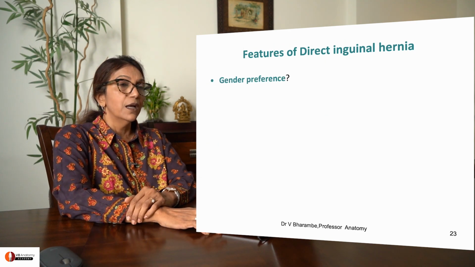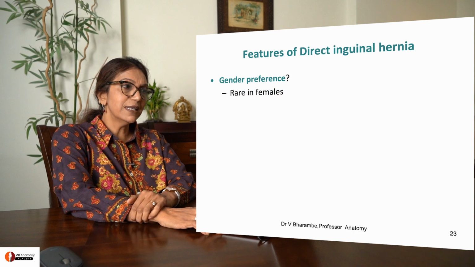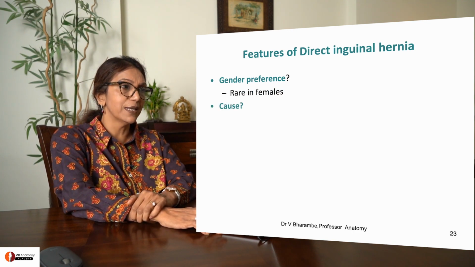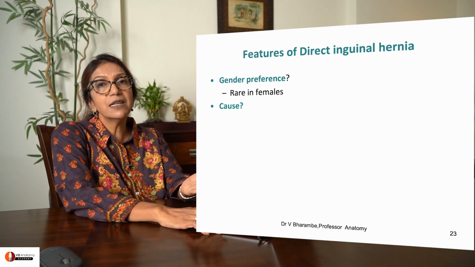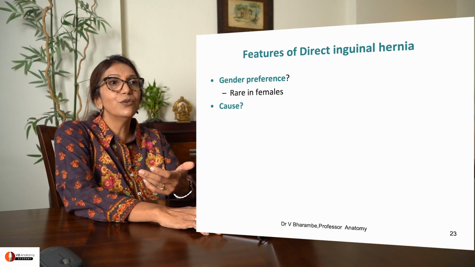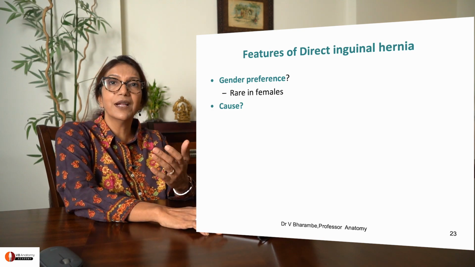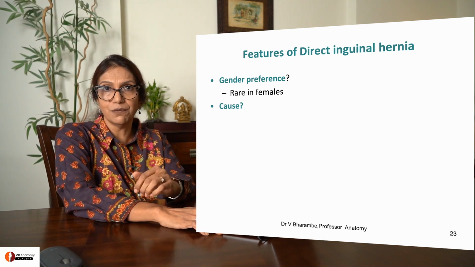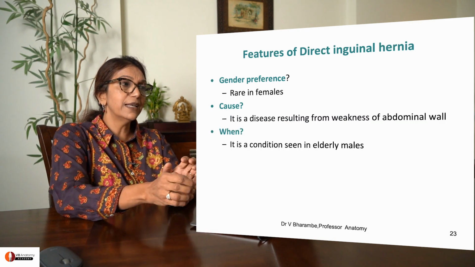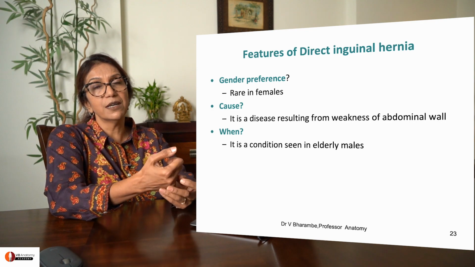Right. So what is the gender preference? This is again rare in females, usually more common in elderly males. What is the cause of this hernia? Weakness of the anterior abdominal wall, usually due to reduction in muscle tissue or weakness of muscle. This is usually seen in the elderly, and that is why this is a hernia associated with old age.